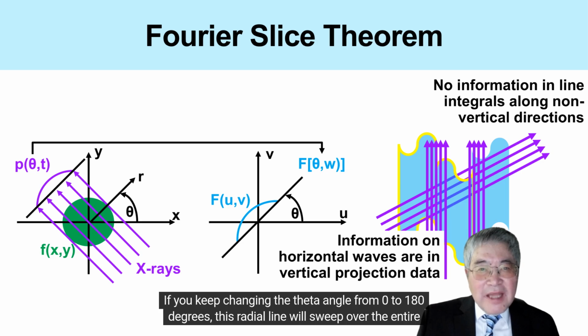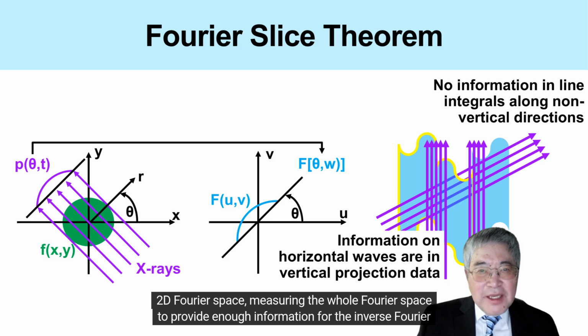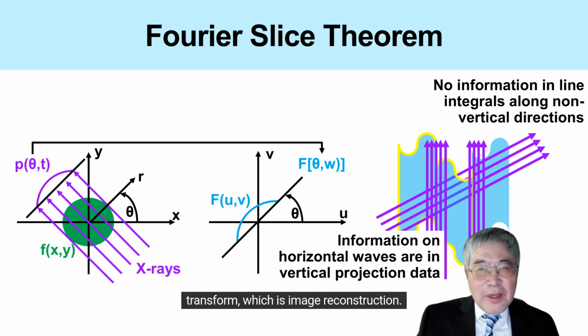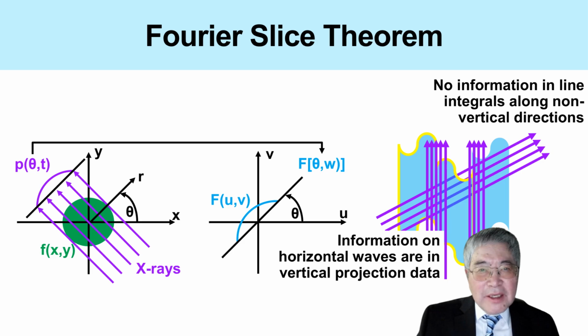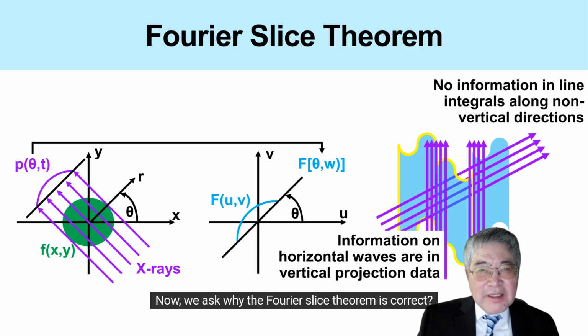If you keep changing the theta angle from 0 to 180 degrees, this radial line will sweep over the entire 2D Fourier space, measuring the whole Fourier space to provide enough information for the inverse Fourier transform, which is image reconstruction. Now we ask why the Fourier slice theorem is correct. If you read a textbook, you will have about a 2-page derivation. We don't need to go through the details.